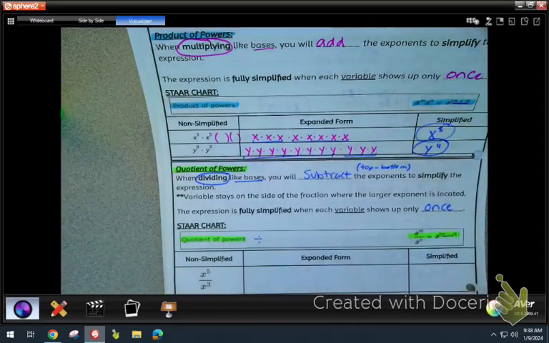So we're going to expand it out for a minute, show you how it works, and then we'll get to the shortcut to where we can do this by using the rule and not having to expand. But I just want you to kind of understand why. So this one says x to the 5th divided by x to the 3rd. So these are the same base, correct?